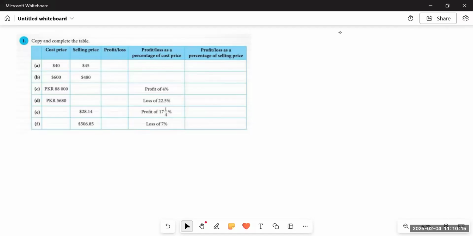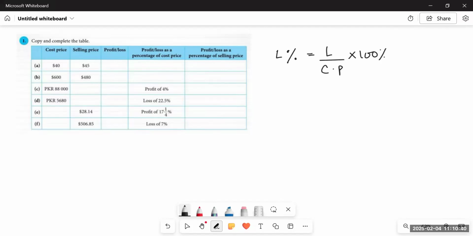Now let's get back to the original question, question number 1, part D, where we have been provided with the cost price and the loss of 22.5%. So we have to do this question the same way. If we have to calculate the loss percentage, what do we do? We just put the loss in the numerator and the cost price in the denominator and multiply it by 100%. Out of the three quantities, we are provided with the loss percentage and the cost price. So we will simply substitute the values that are given.